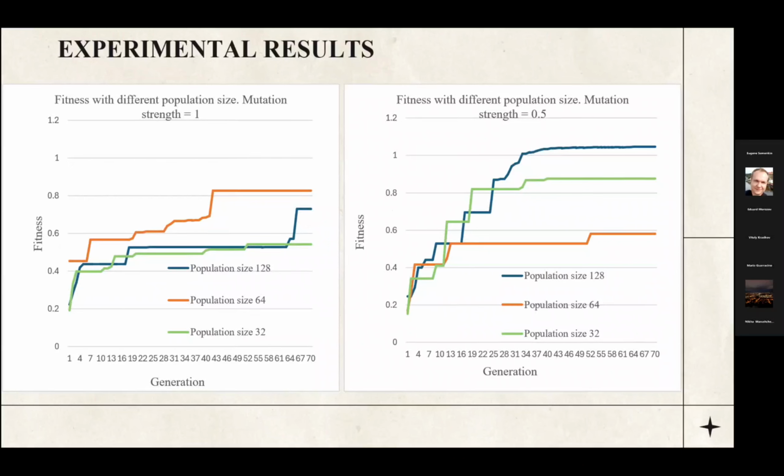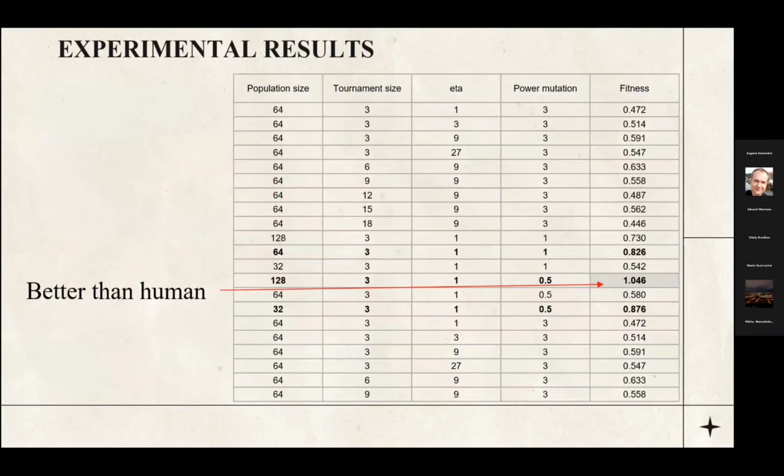In these figures, the mutation strength was varied. In the left figure, the mutation strength was set to 1, and in the right figure, the mutation strength was reduced to 1.5. The best result was achieved with population size 128, tournament size 3, eta 1, power mutation 0.5.